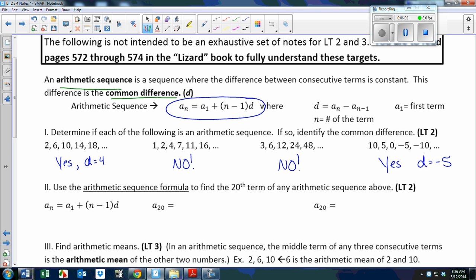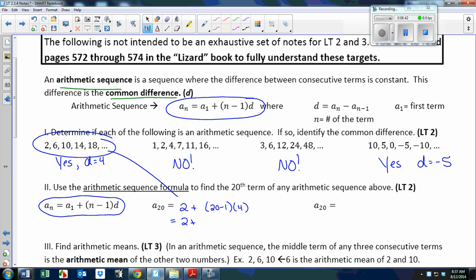I'll start if you need. You know the symbols over here in this formula. I kind of rewrote it for you right here. When you have a sub 20, you're in 20. So in the formula, in that parentheses, it's going to say 20 minus 1. A sub 20 means you're putting a 20 in the end spot. Your a sub 1, if we're doing this sequence, would be 2. And then according to the formula, you multiply that 20 minus 1 parentheses times d, which would be times 4. So your 20th term would be 2, order of operations, plus 19 times 4.